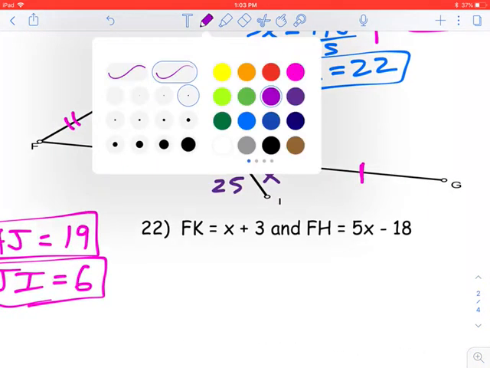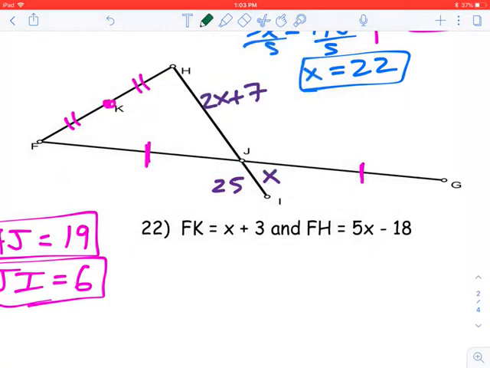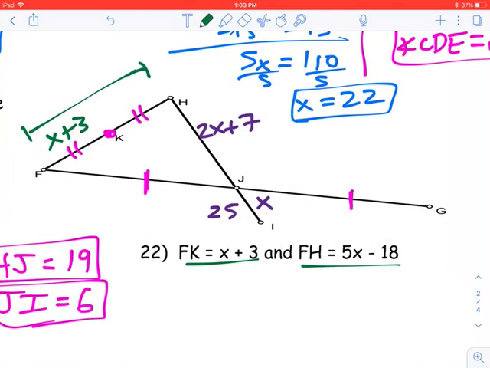22, we've got fk is x plus 3, so fk is right here, x plus 3. fh is this whole thing. fh is 5x minus 18. Okay, so I can't set these two equal because that's just a part of it. But what I do know is since these are equal, if this is x plus 3, then this is also x plus 3. So x plus 3 here as well.